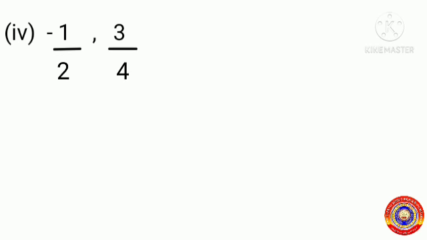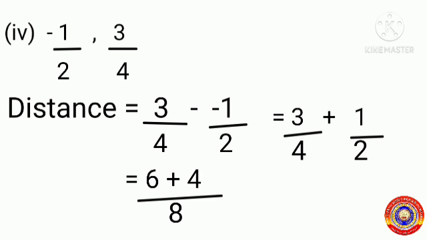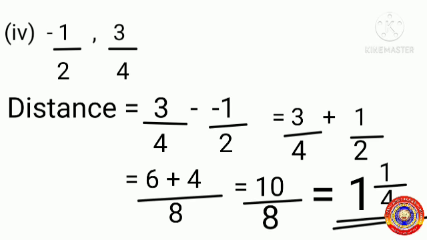In the fourth one, the figures are minus 1 by 2 and 3 by 4. The larger of these two numbers is 3 by 4. So the distance between them is equal to 3 by 4 minus minus 1 by 2, which is equal to 3 by 4 plus 1 by 2. By cross multiplying them, 6 plus 4 by 8 is equal to 10 by 8, which is equal to 1 and 1 by 4.